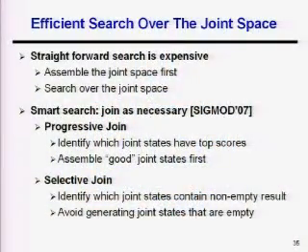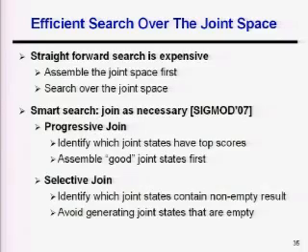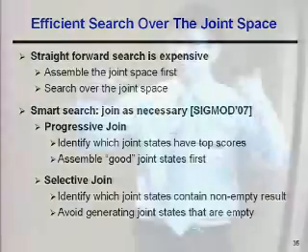So this is the structure of the joint space, and the question is how we can search over this joint space efficiently. A straightforward search is very expensive. Does the join happen at query time? Only the nodes which are non-empty will be joined. Yes. So the straightforward search is that we join them, assemble the joint states first, then we search the joint states, which of course is expensive.